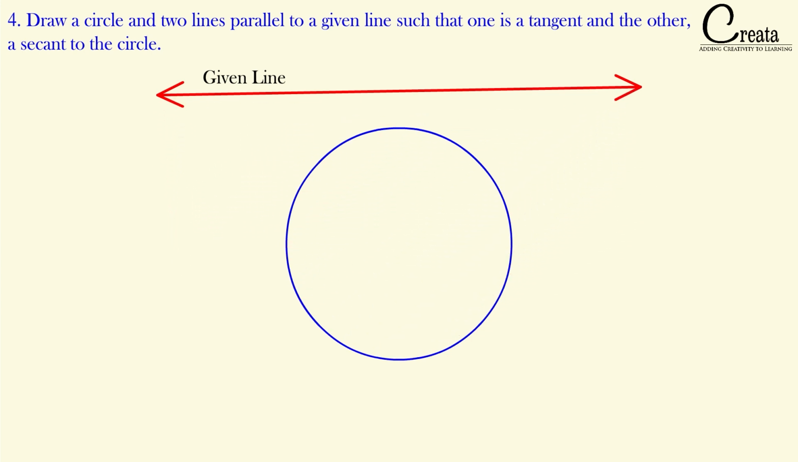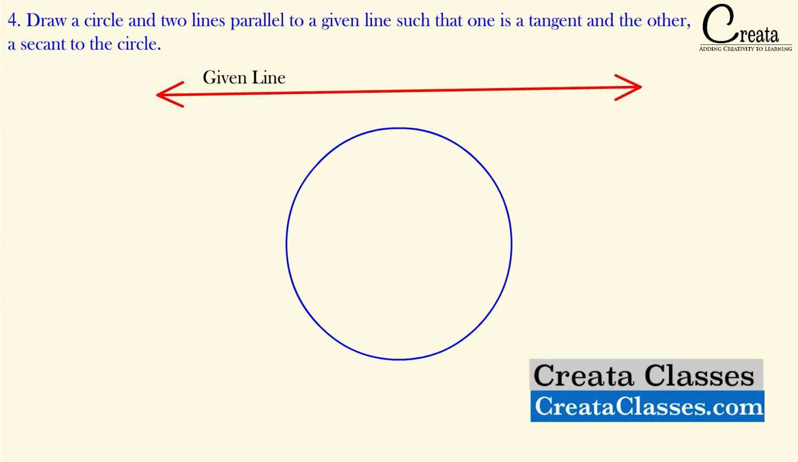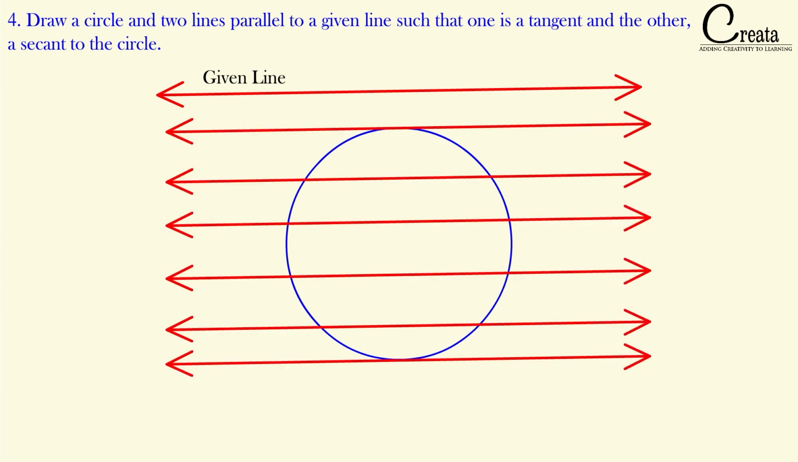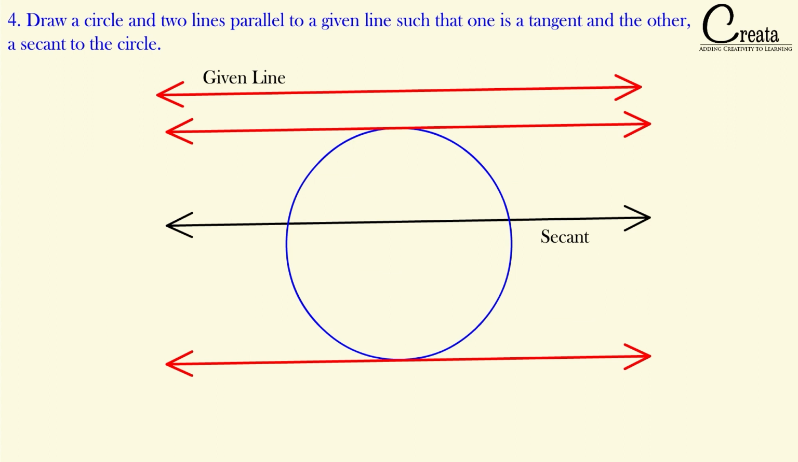What is tangent? Tangent is a line segment which touches the circle at only one point. And what is secant? Secant is a line segment which touches the circle at 2 points. So let's do so. We can draw many parallel lines to the given line. All the lines which are crossing the circle at 2 points is the secant. So all these lines are the secant. Let's retain only one line, any line which you like. Let's retain this. So this is the secant which is parallel to our given line.